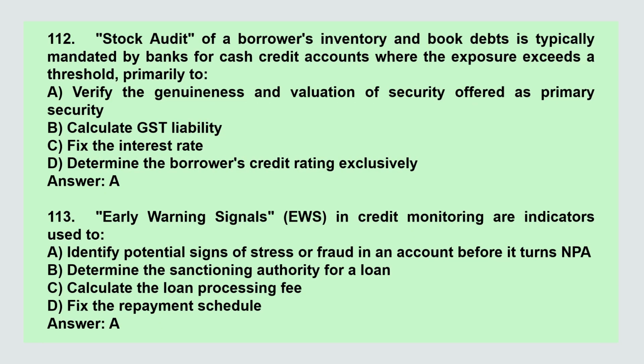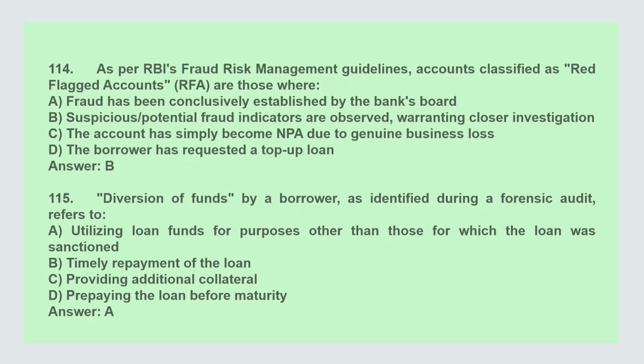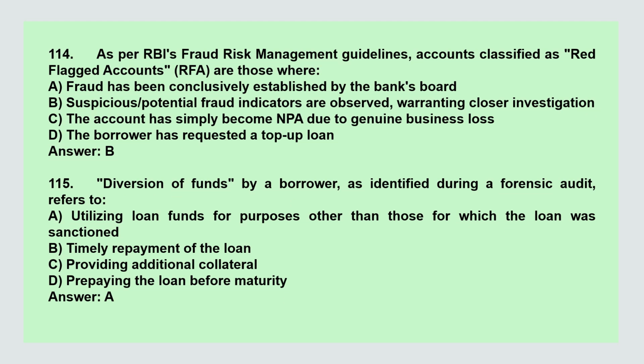Stock audit of a borrower's inventory and book debts is typically mandated by banks for cash credit accounts where the exposure exceeds the threshold, primarily to answer A: verify the genuineness and valuation of security offered as primary security. Early warning signals in credit monitoring are indicators used to answer A: identify potential signs of stress or fraud in an account before it turns NPA. As per RBI's fraud risk management guidelines, accounts classified as red flag accounts are those where, answer B: suspicious or potential fraud indicators are observed, warranting closer investigation.